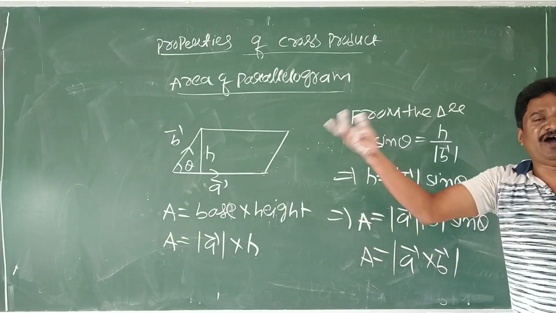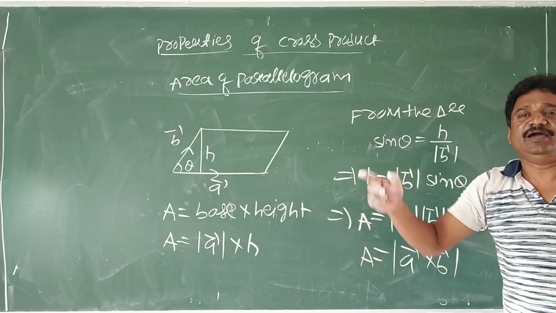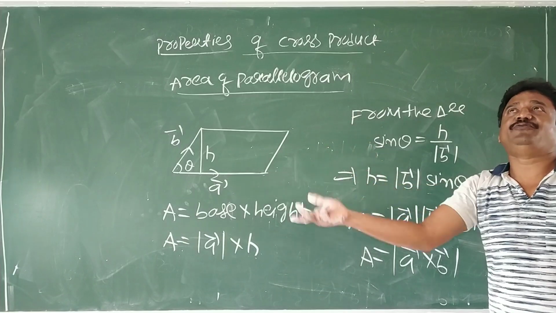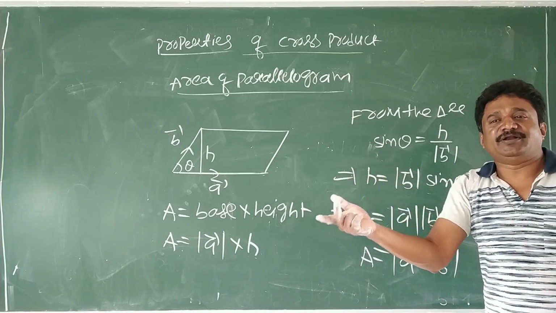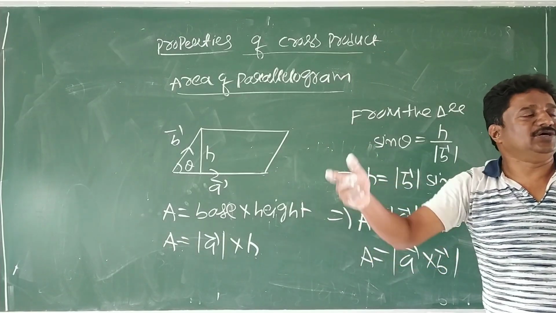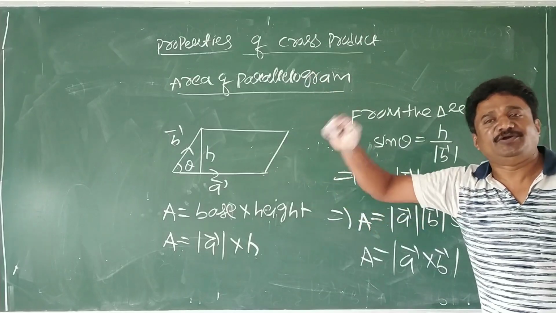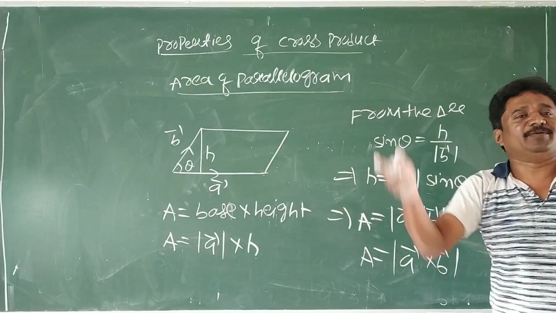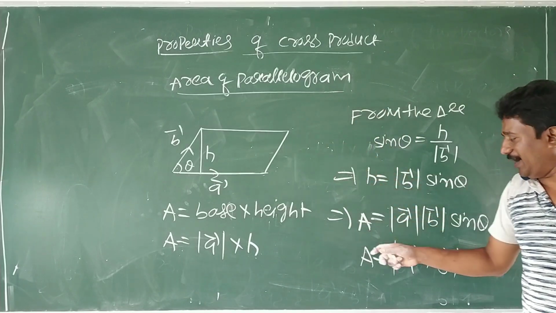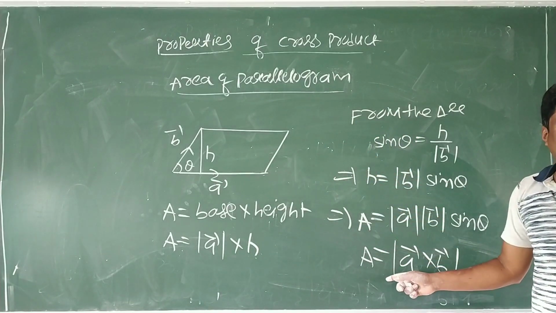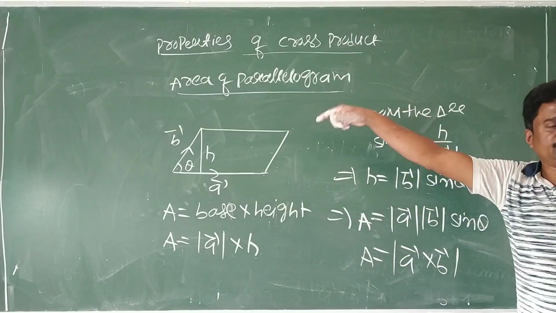So what is the difference between parallelogram area and triangle area? For a triangle, you should add 1 by 2, because you know the general formula is half into base into height. For a parallelogram you should not add 1 by 2. No 1 by 2.